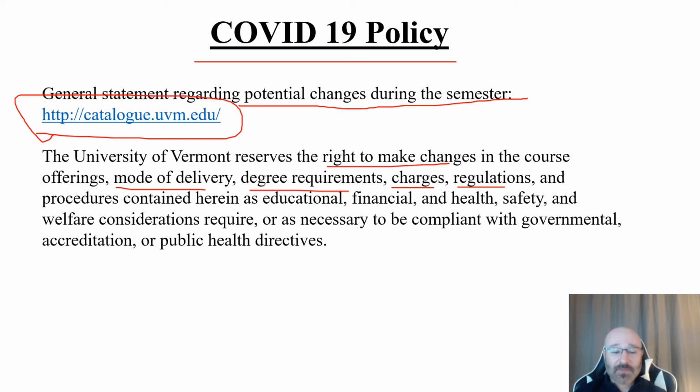This is basically for if something happens, the numbers spike again, and we're forced to do what we did last March and everybody has to leave campus. There will be changes that need to be made, so please reference back to this catalog for any of those. If you have any questions, please reach out to me as well. I'm going to do my best to keep you updated if I hear anything, but usually I hear about the same time as you do as far as these policy changes related to the pandemic.